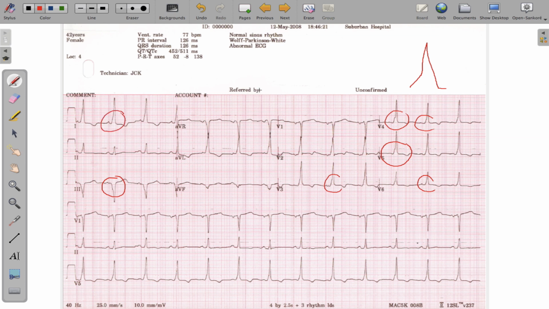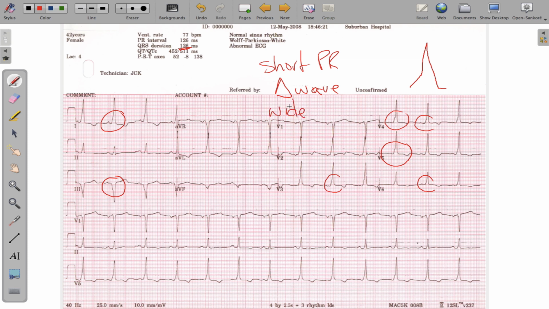So what you'll notice here is that the PR segment has shortened not a tremendous amount in this tracing. It's about 2.5 little boxes. So it's not super short. So we have a short PR. In addition to that, we have delta wave. And in addition to that, we have a QRS that has become a little bit wider, and you'll notice that here it's about 120 milliseconds.